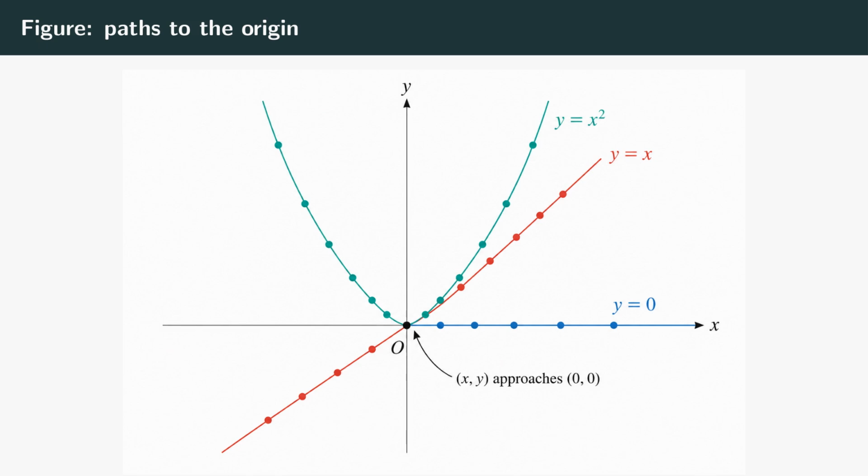So 3 colors, 3 different sequences of values, the set containing 0, the set containing 1/2, and the set containing 0. The blue and teal limits both give 0, agreement. But the red diagonal disagrees, contributing 1/2. One disagreement anywhere is enough. That is the visual content of the two-path test. Pick paths, evaluate along them, look for disagreement, and if you find it, the limit is dead.